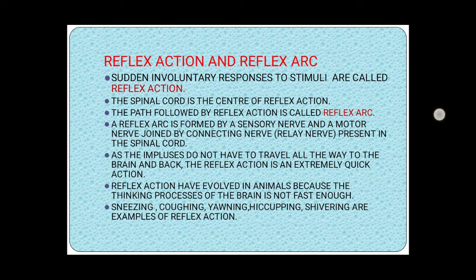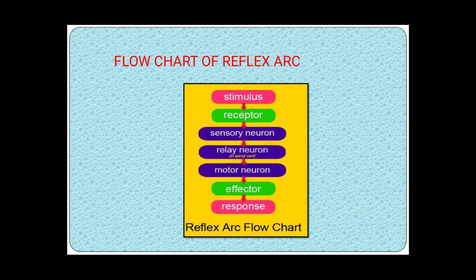Now we can see the flow chart of reflex action. So you have the stimulus taken up by the receptor. Through the sensory neurons, it reaches the spinal cord. In the spinal cord, we have a relay neuron. It transmits messages from one area to the other in the spinal cord itself. Then the response is sent through the motor neuron to the effector, and then the effector gives the response.